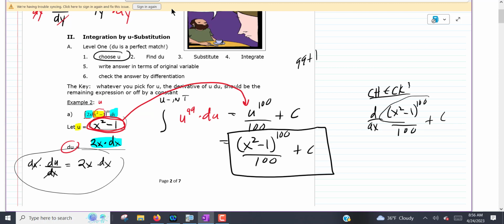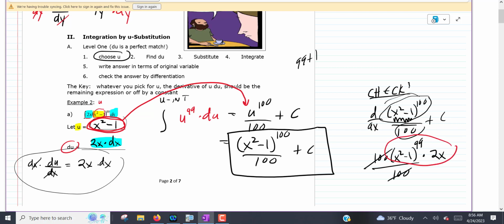So you know how to do the derivative of this part. That's a chain rule. So you would have 100 times x squared minus 1 to the 99th, and then times the derivative of what's inside, which is 2x. Now this 100 in the denominator is just a constant, so you don't do anything with it. Now notice what happens. That crosses out, and then if you look at this, that's back to where you started, isn't it? Okay, so you know you're right. And that's how you can tell 100% that you're doing these problems right. Any questions so far?